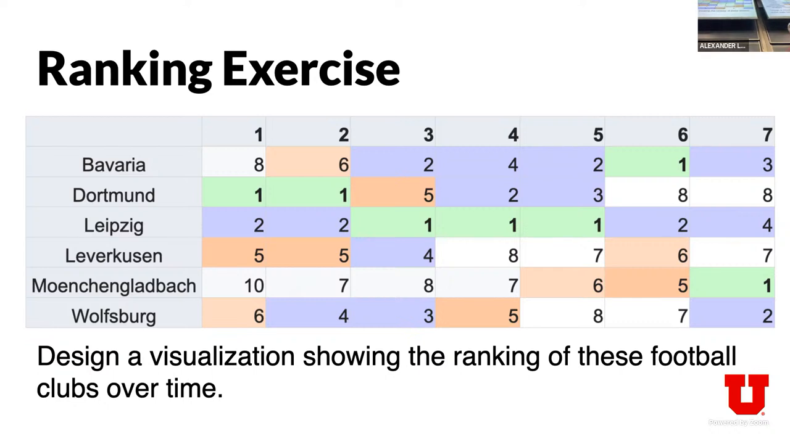Okay, everybody, so what did you come up with? A line chart. And so how did your line chart look? What were you drawing on the y-axis of your line chart? So the rank. Yeah, the rank. Okay. Anybody else have a different design? Same lines. Basically a line chart, but with an inverted scale, so that the number one team is at the top.